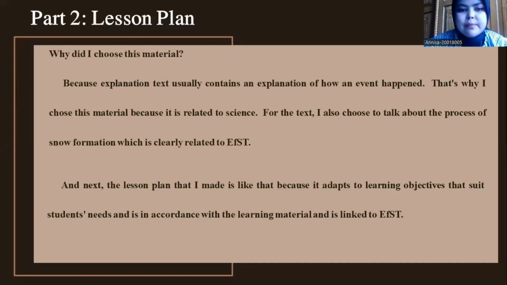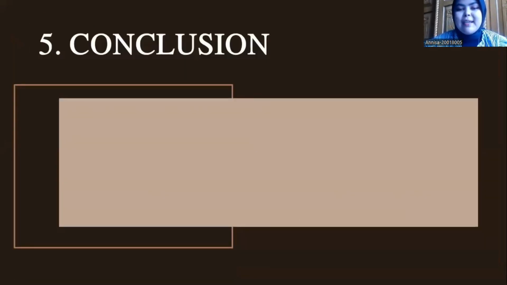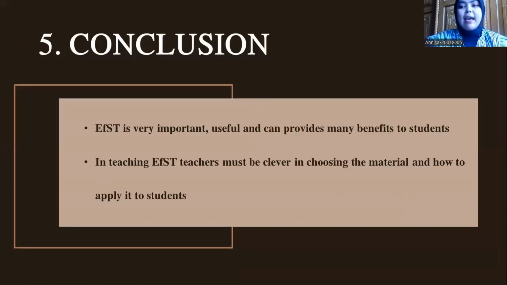So now we come to the conclusion. At the end, let me sum up my main points. The first one is that English for Science and Technology is very important, useful, and can provide many benefits to the students. And in teaching English for Science and Technology, the teacher must be clever in choosing the material and how to apply it to students. That's why it is very important for us to learn about English for Science and Technology on our campus, because we will be the best teachers in the future, right?